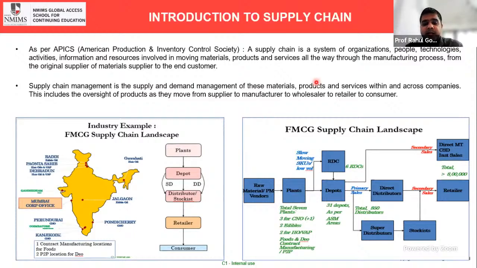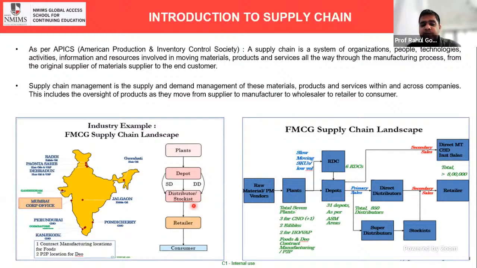Okay, so quickly, this is just one manufacturing footprint. And if you look at the supply chain from a very top view, it's a vertical view. So you have plants at the top, then the plants are converting your raw material and packaging material into finished goods, which are then being sent to warehouses or depots. From depots, these stocks are being sent to distributors or stockists. These distributors could be called super distributors or direct distributors. From distributors or stockists, these stocks are going to retailers. And from retailers, they are going to consumers, consumers like you and I, buying from various types of retailers.